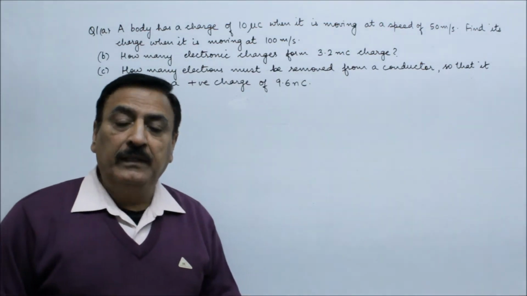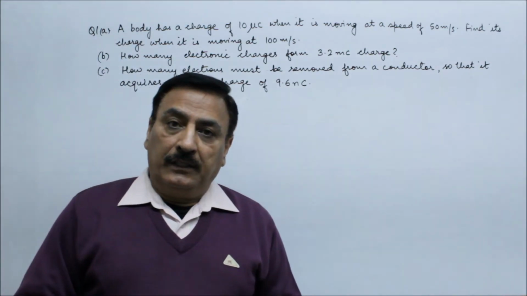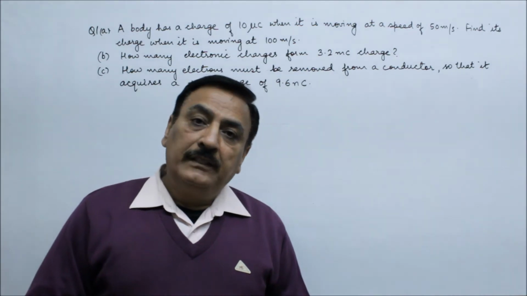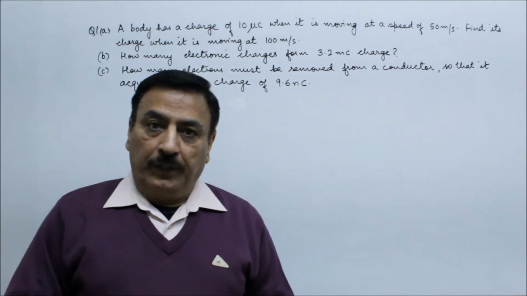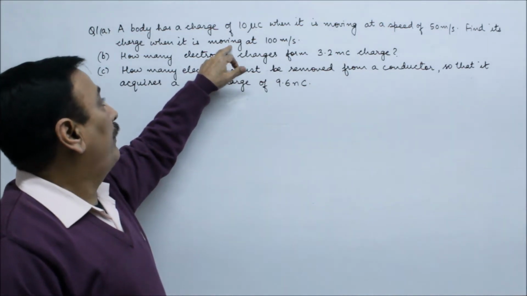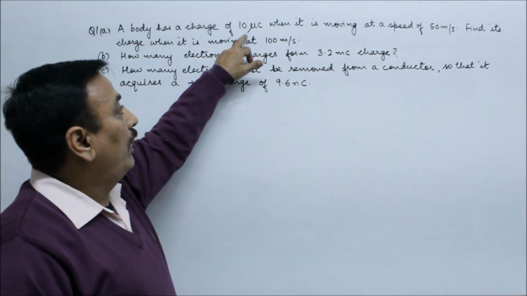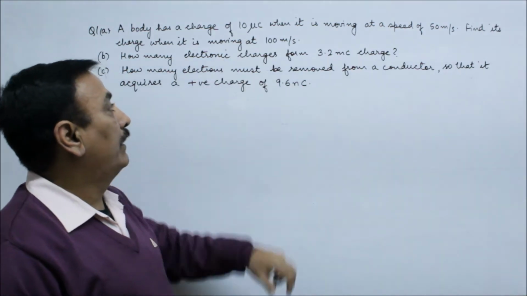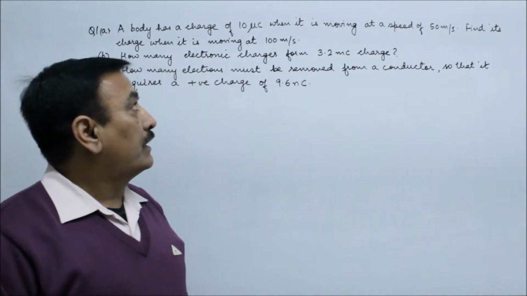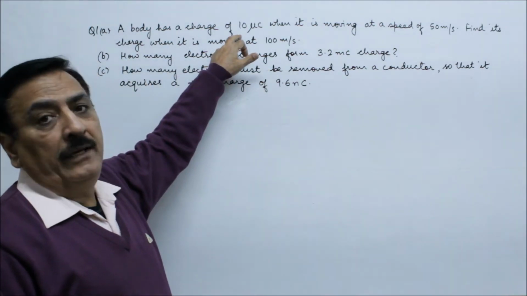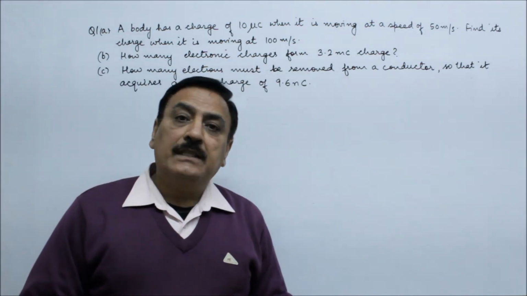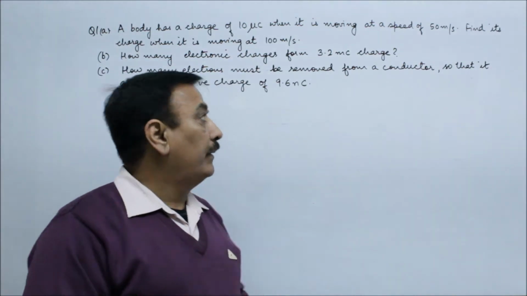Now please remember, as far as the charge is concerned, it does not depend upon the speed of the charge. So therefore, as far as the first question A part is concerned, if it has got a charge of 10 microcoulomb at a speed of 50 meter per second, then at 100 meter per second also, it has got the same value of the charge, that is 10 microcoulomb. So the value of the charge is independent of the speed.